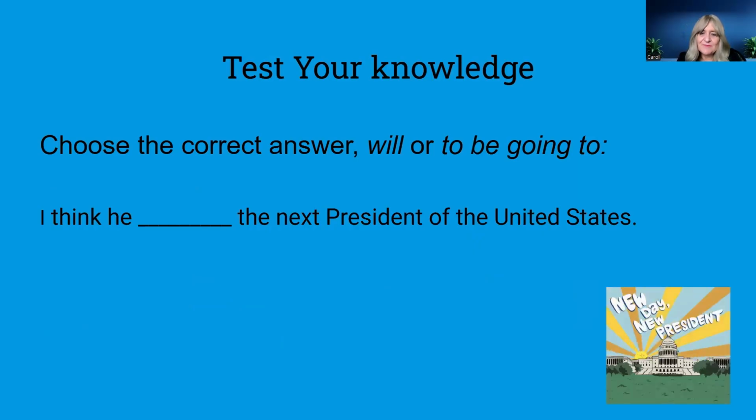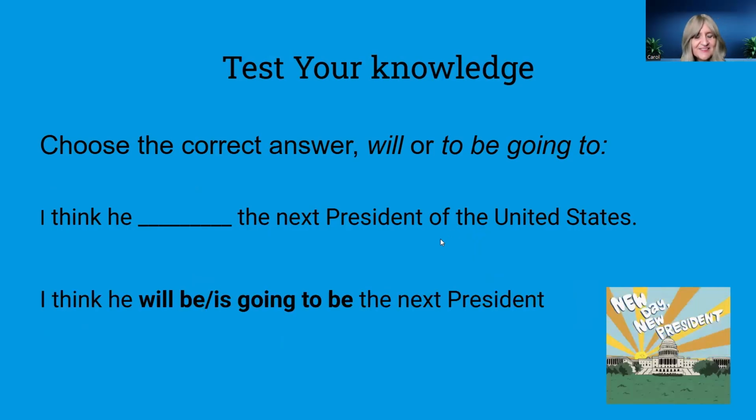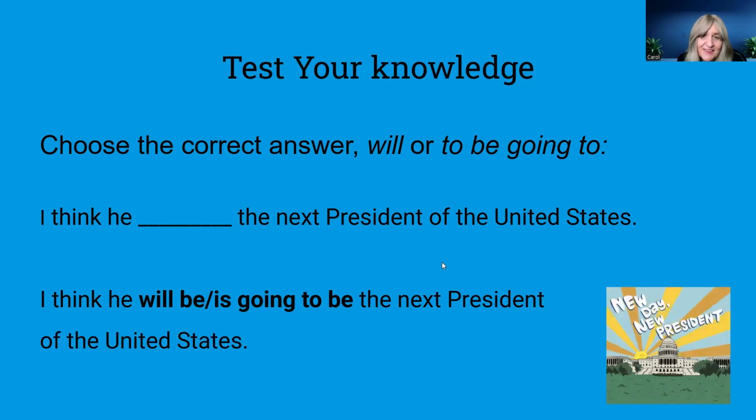I think the next president of the United States. So with this example, we can use both. We can say either, I think he will be the president of the United States, or I think he's going to be the next president of the United States, because this is a prediction. We're guessing about what might happen in the future.